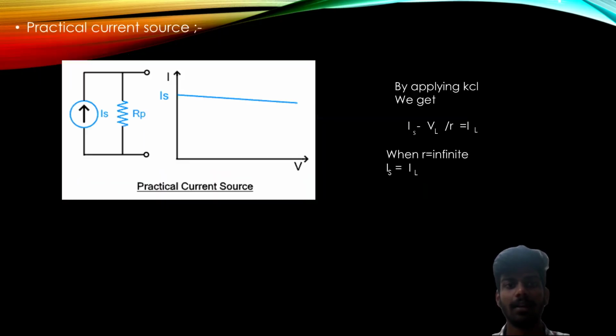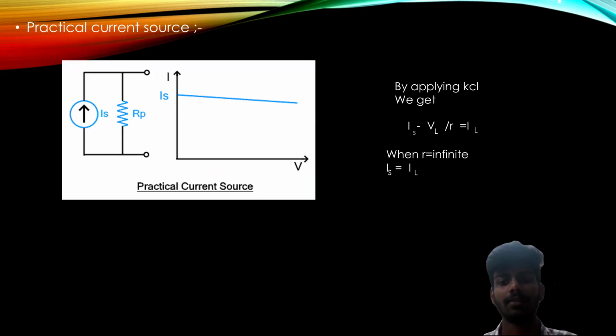Next, practical current source. Here, the internal resistance is not infinity. The internal resistance is connected in parallel to the ideal current source. In the practical voltage source, it is connected in series with the ideal voltage source. Here it is connected parallel to the ideal current source.